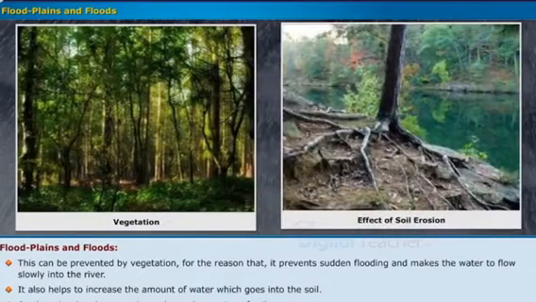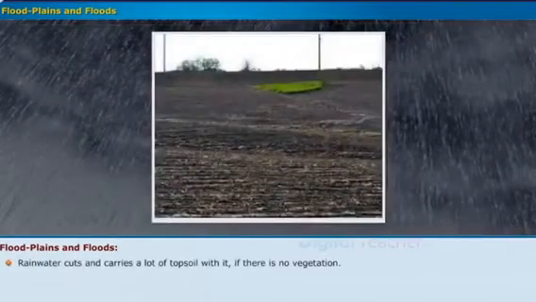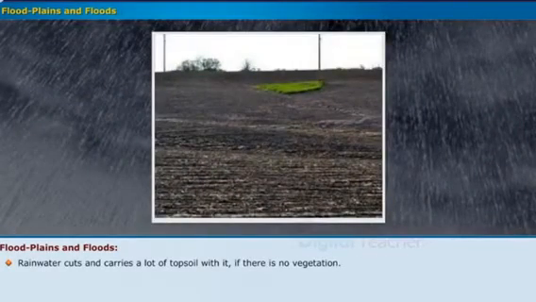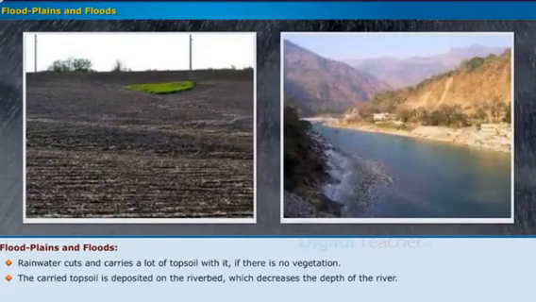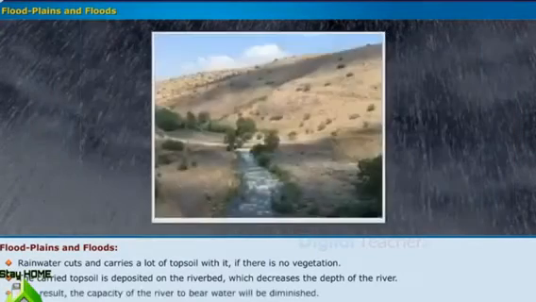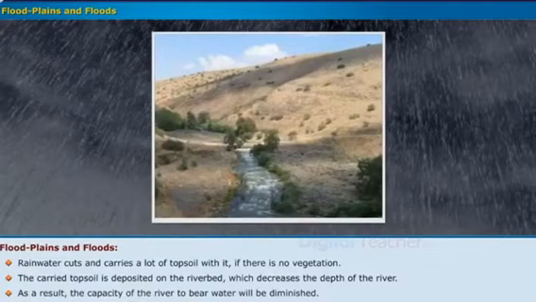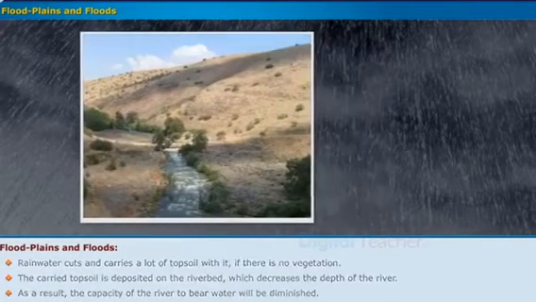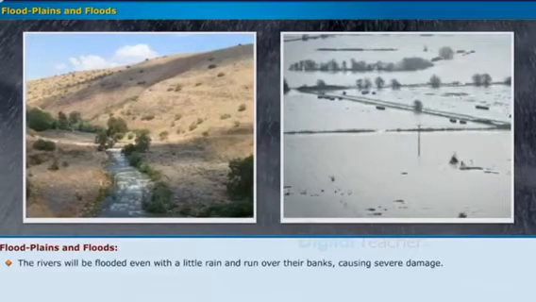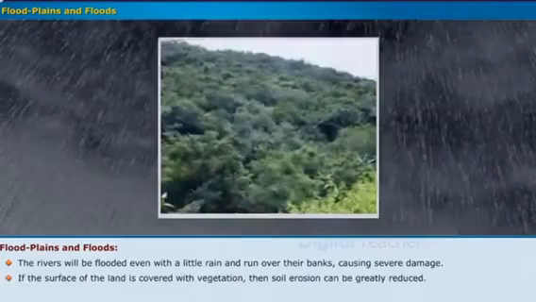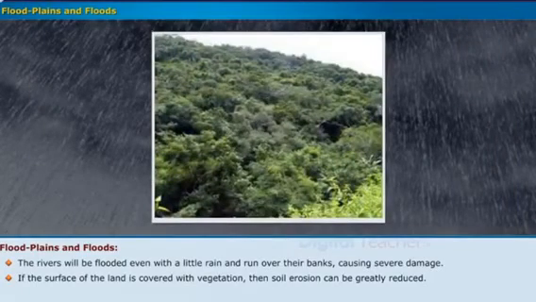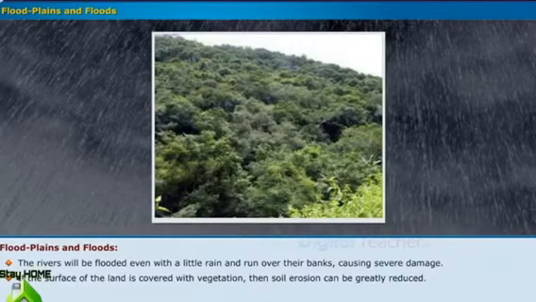On the other hand, vegetation reduces the erosion of soil. Rainwater cuts and carries a lot of topsoil with it. If there is no vegetation, the carried topsoil is deposited on the riverbed, which decreases the depth of the river. As a result, the capacity of the river to bear water will be diminished. The rivers will be flooded even with a little rain and run over their banks, causing severe damage. If the surface of the land is covered with vegetation, then soil erosion can be greatly reduced.